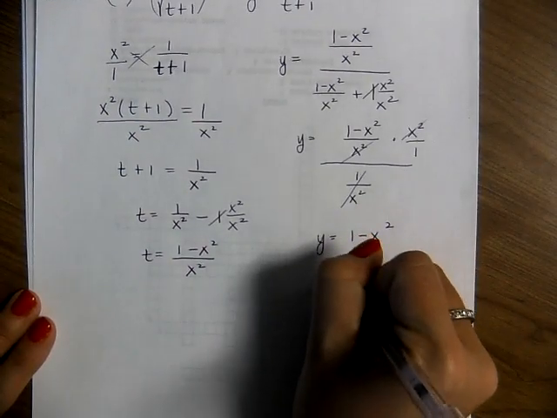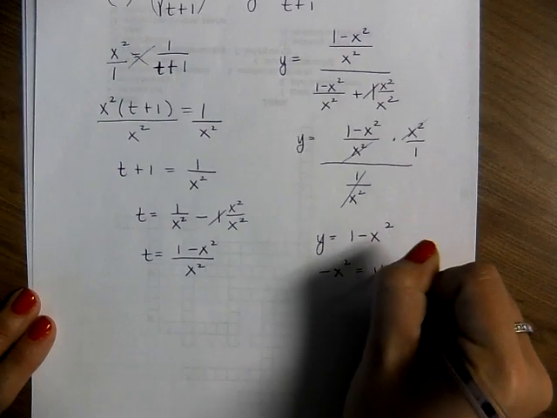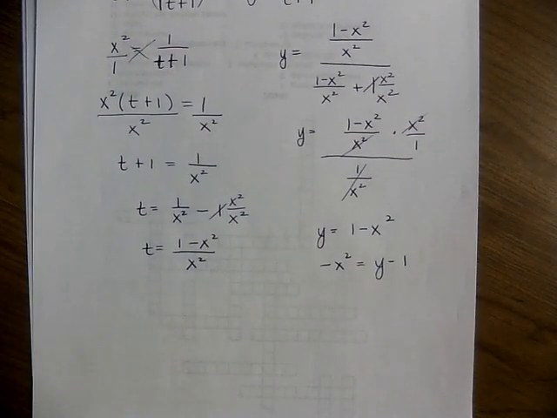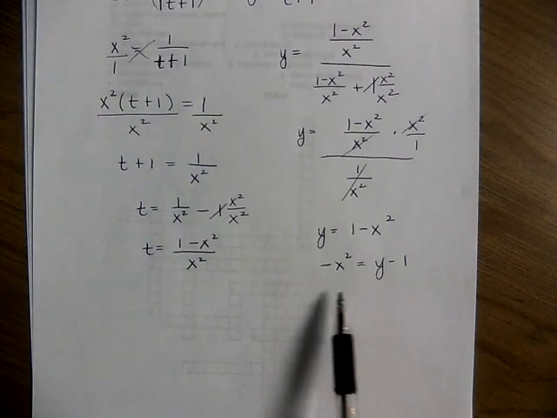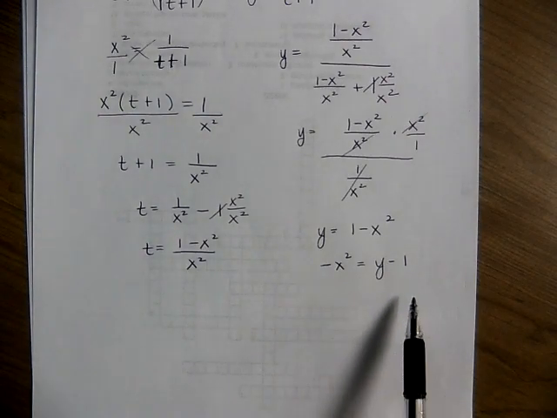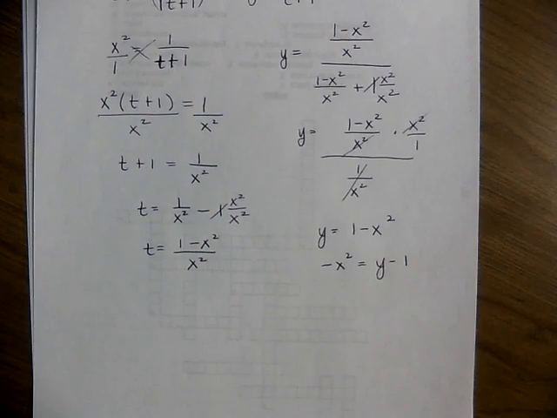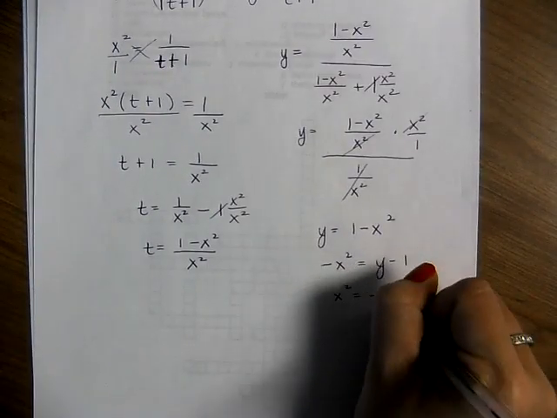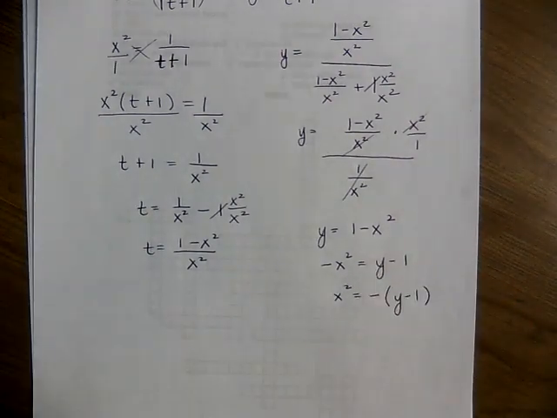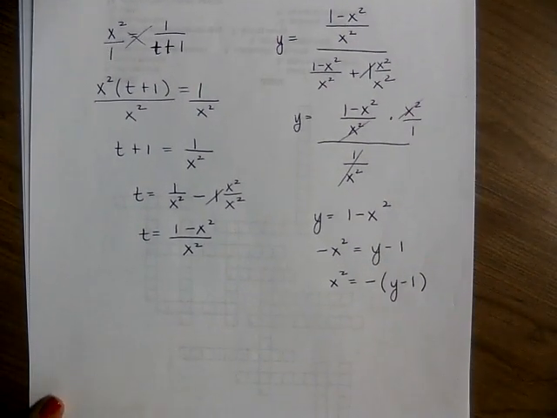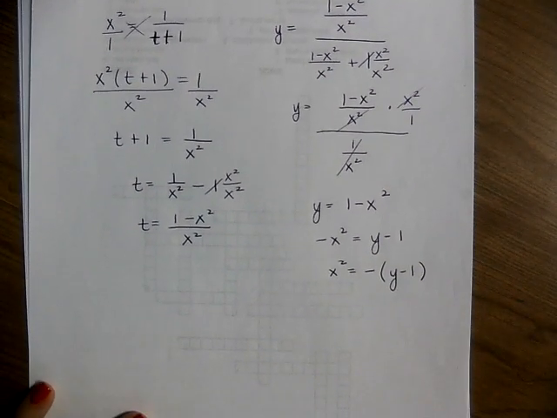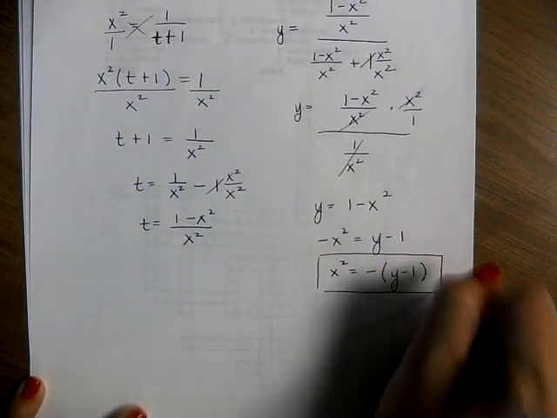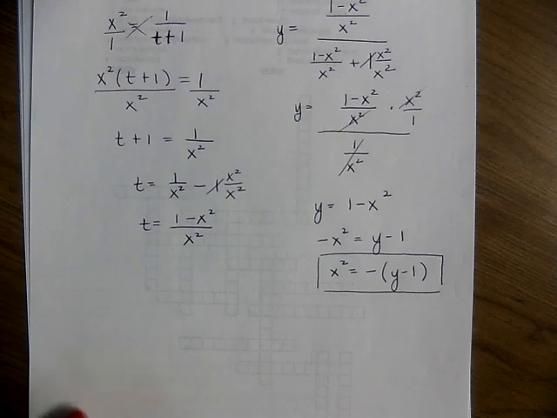So this is going to give me a negative x squared equals y minus 1. But remember, in standard form, you had nothing but the squared term. So now I'm going to have to multiply both sides by a negative, or divide both sides by a negative. So that should be your final answer there. I'm just putting this back into standard form. That should be my final answer.